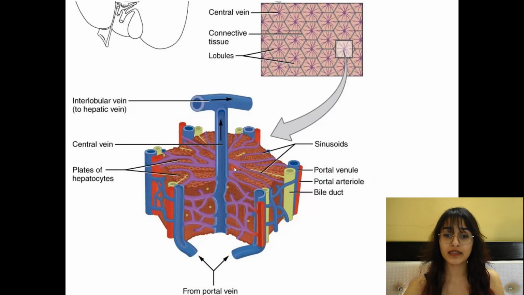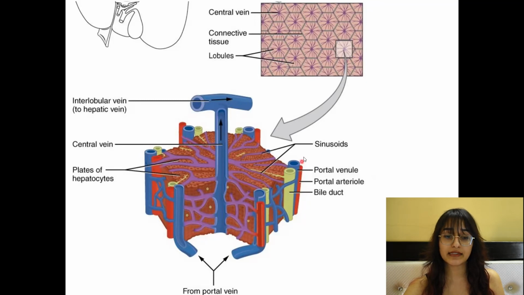When we look microscopically, the main unit of the liver is a hepatic lobule. You can see these hexagonal structures. These are called the lobules. And the connective tissue comes from Glisson's capsule, the fibrous capsule that covers the liver. The feature about this hexagonal lobule is that in the center, there is a central vein. This central vein contributes towards the hepatic vein.